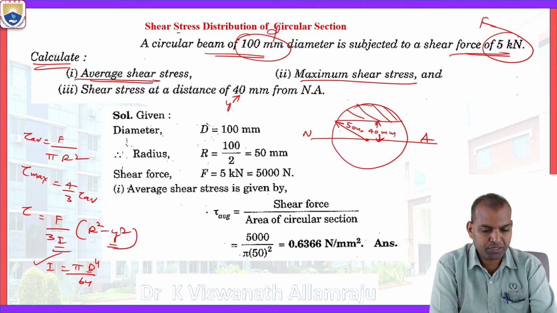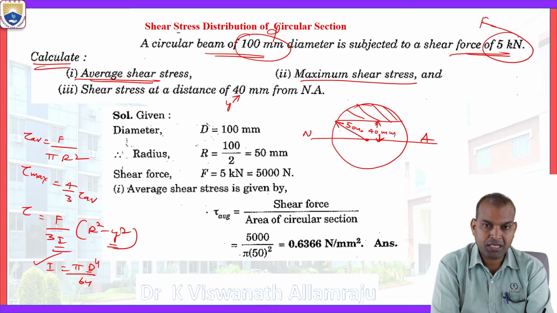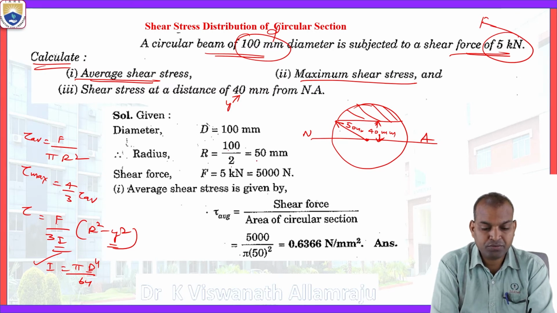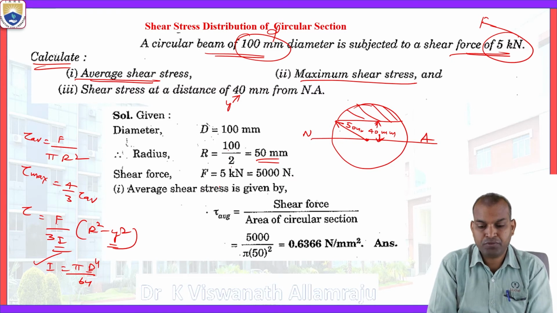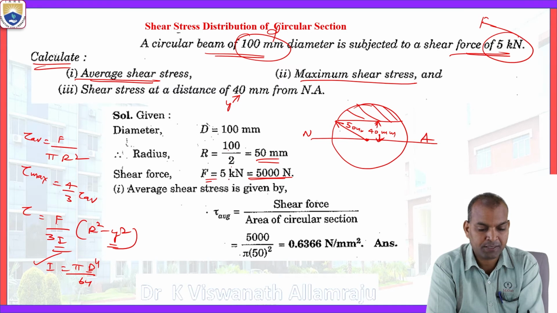Now, what is the first objective? First, write down the data which was given. The data given here is D, the diameter of the circular section, which is 100 millimeters. R, the radius of the circular section, is 100 by 2, that is 50 millimeters. F, the shear force, is 5 kilonewtons, which is nothing but 5000 newtons.